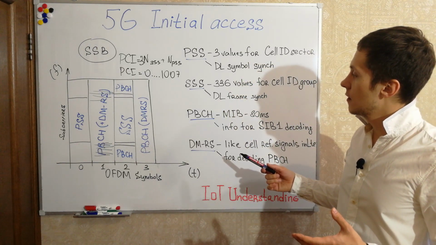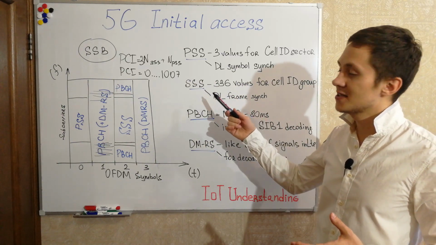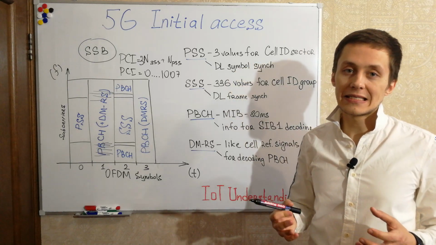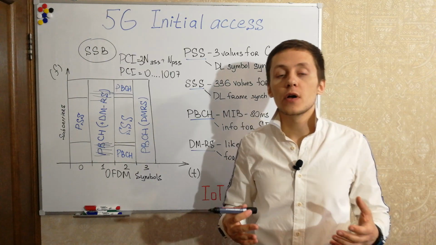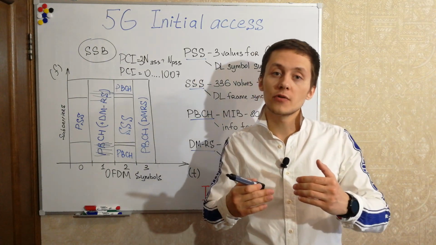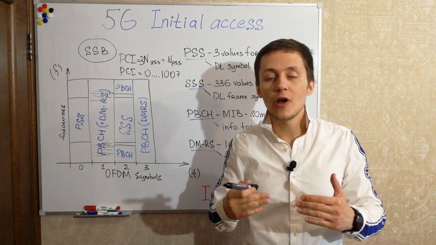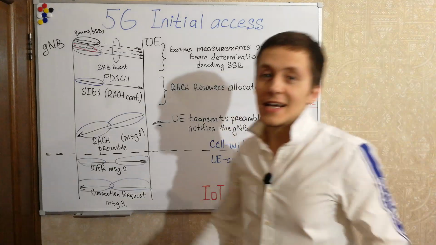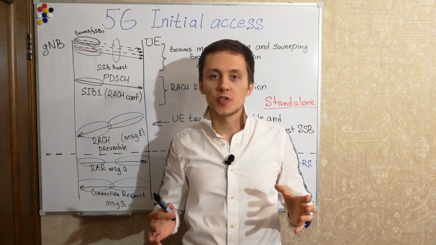Okay, after decoding PSS and SSS, after defining PCI, user equipment is synchronized in the downlink direction. And now user equipment has to synchronize in the uplink direction by performing the random access procedure. So let's look at this step. Now let's look at uplink synchronization procedures.